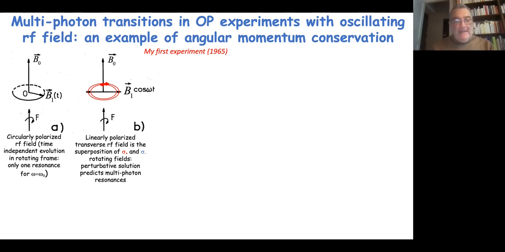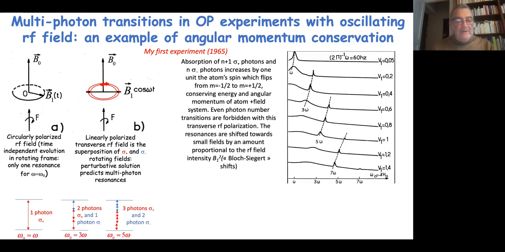And in this case, what you expect to see are new resonances. And I show you here what happens. In the case of a circularly polarized microwave, like B1(t) rotating like that, you just get the absorption of one sigma plus polarized photon, which brings the atom from the -1/2 to the +1/2 state in the ground state. So this is just the ordinary magnetic resonance.